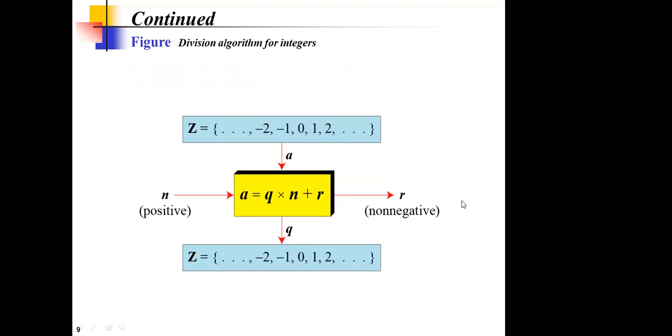So I can write: z, any integer. I'm picking any integer value a from Z, and I'm dividing this value a by n, and you remember that n is a positive quantity. And you get r, and this r must be a non-negative integer. What is non-negative?